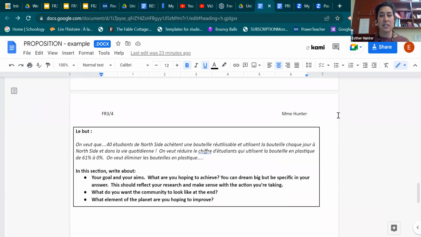Okay. So it could be really simple with "we want that," on veut que. So we're going to sell water bottles, we're going to improve the planet, but what do you actually want to achieve? So we want 40 Northside students to buy a reusable water bottle. That's their goal. We want them to use the water bottle every day at Northside and in their daily life. We want to reduce the number of students using plastic water bottles from 61% to 60%. Again, that's based on their research. That's a big goal. We want to eliminate plastic water bottles.